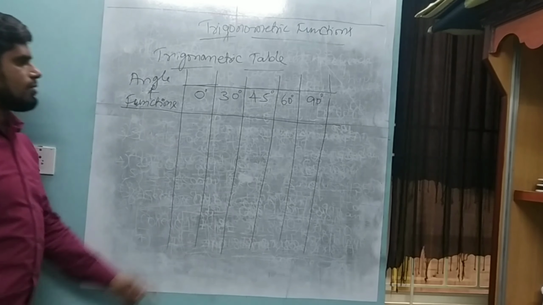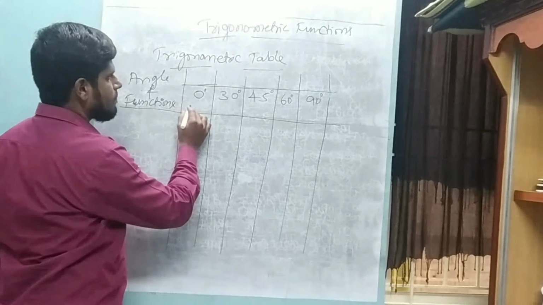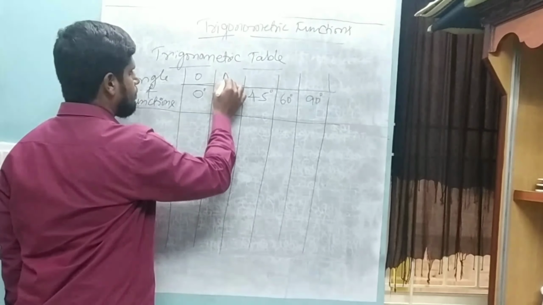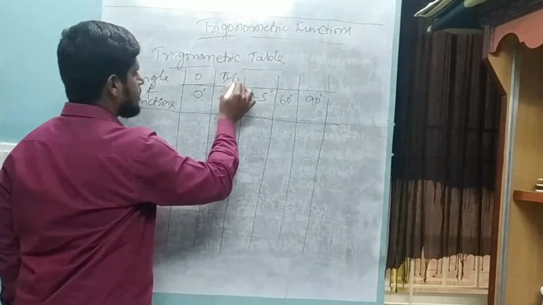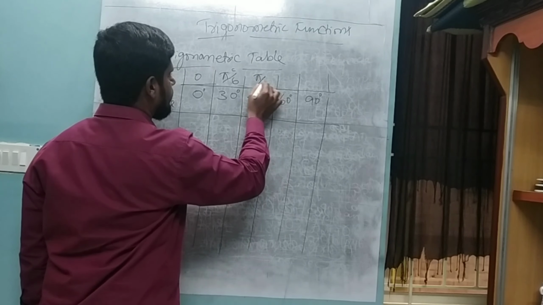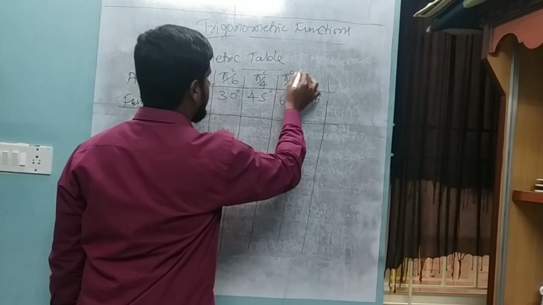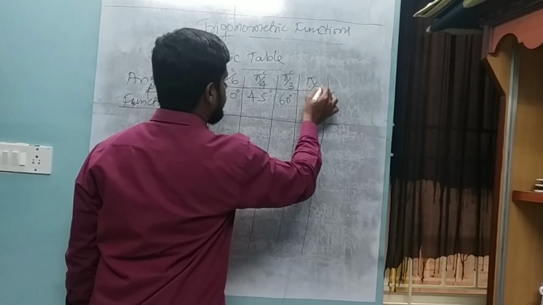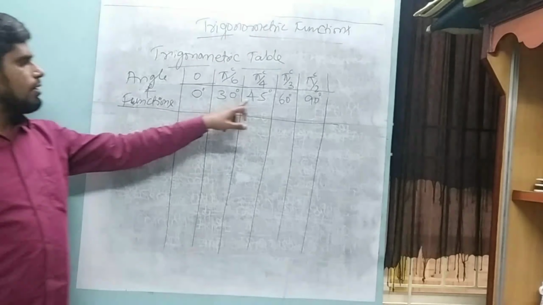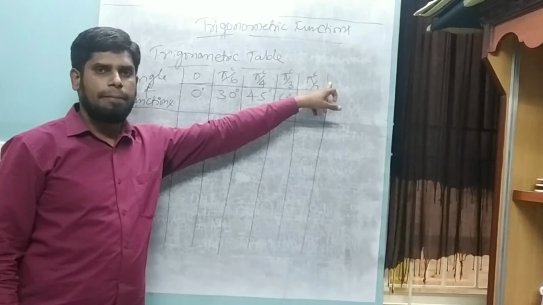And students, I will write these angles in radian here. 0 degrees is 0 radian, 30 degrees is pi by 6 radian, 45 degrees is pi by 4 radian, 60 degrees is pi by 3 radian, and 90 degrees is pi by 2 radian. So students, these are the angle degree measures, and these angles are in radian measures.